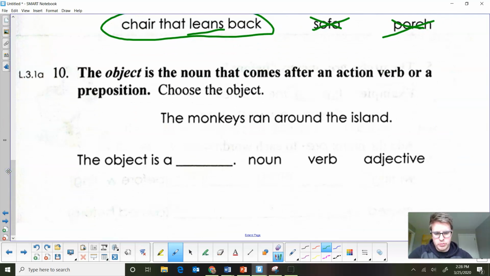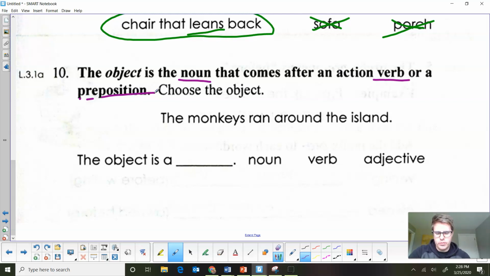We've got prepositions. The object is the noun that comes after an action, verb, or a preposition. So choose the object. So we're looking for a noun, a person, place, or thing that comes after either a verb or a preposition. The monkeys ran around the island.